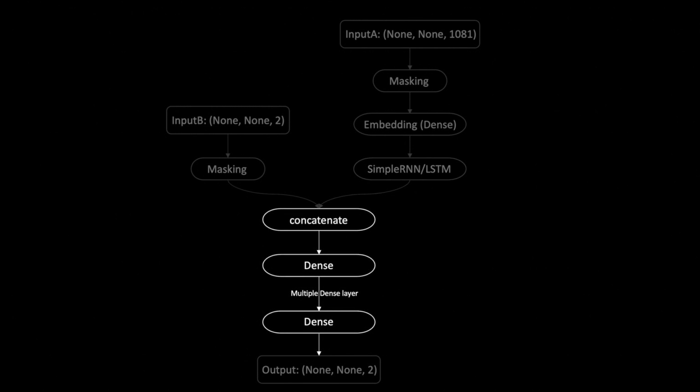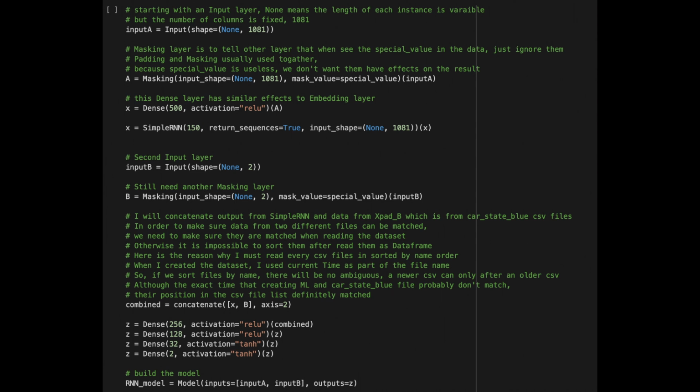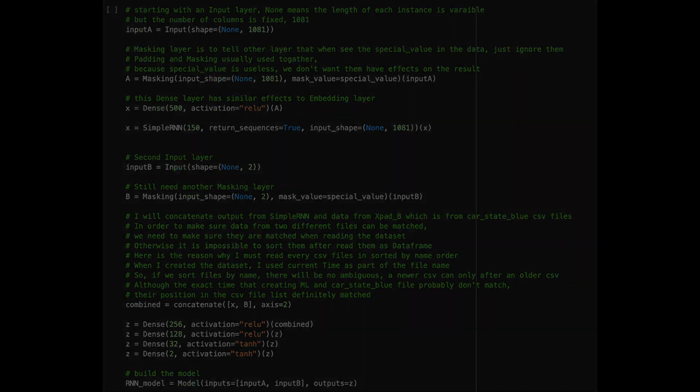After working on input A, both inputs are then concatenated into one single input, which is in turn worked on via multiple dense layers. The output is two columns, speed and steering angle, with the same shape in terms of rows as the input data. Here we can see the actual code used through the Keras in TensorFlow package.